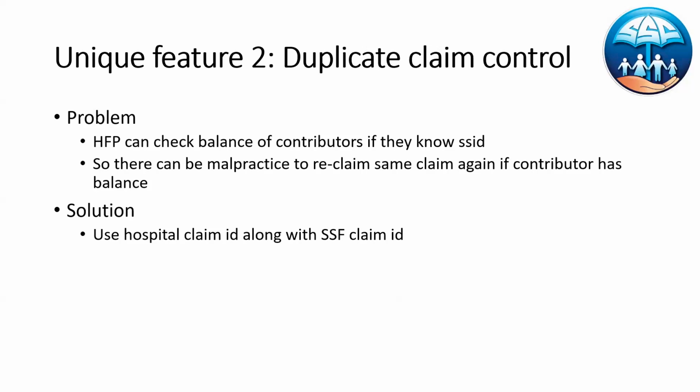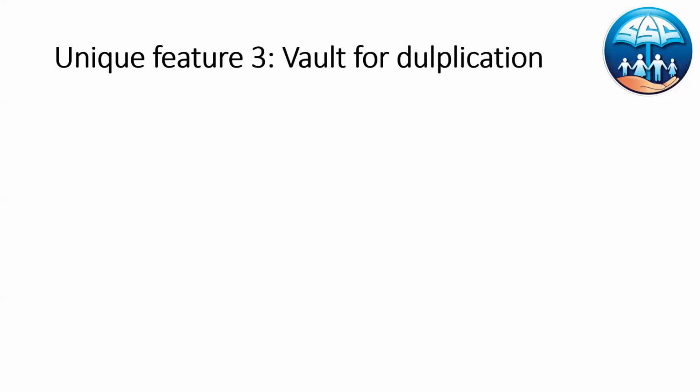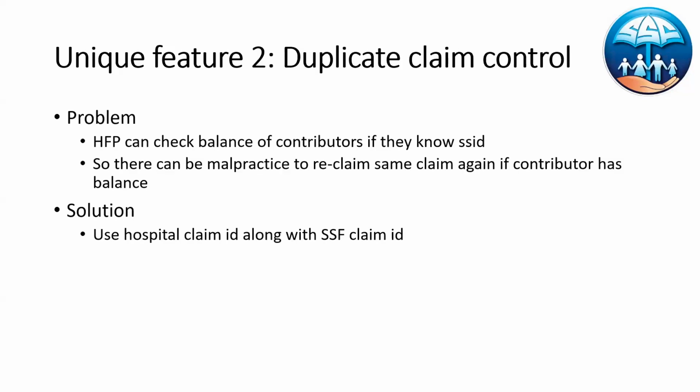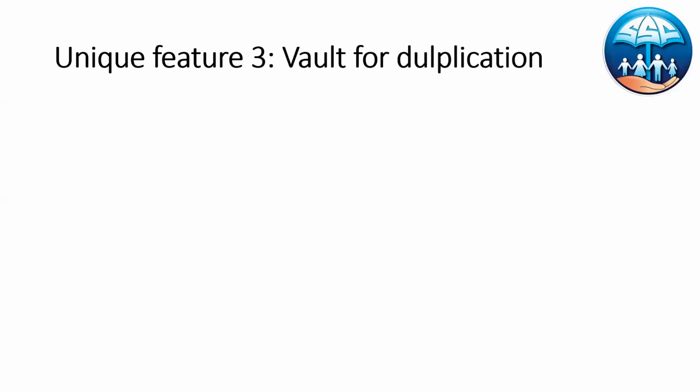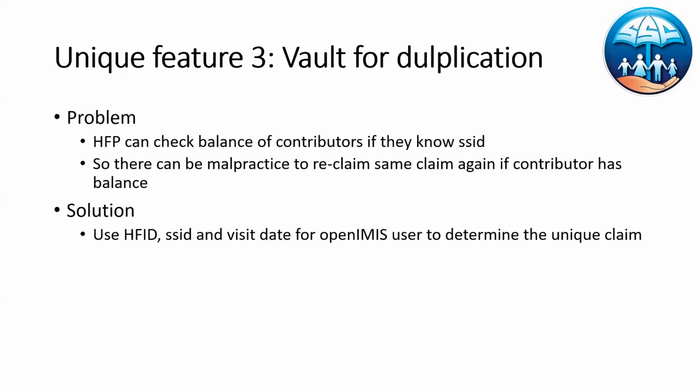But there are some hospitals that don't have their own legacy applications. So they have been using OpenEMIS. For OpenEMIS, the above mentioned solution was not working. So that's why we have introduced a vault provision in our system, where we compare hospital ID, SSID, meaning contributor ID, and visit date. We bundle all those three things together to form one new ID. And if all these three things combined give the same ID, and it is repeated again, then we term it as suspicious activity and post it in the vault.